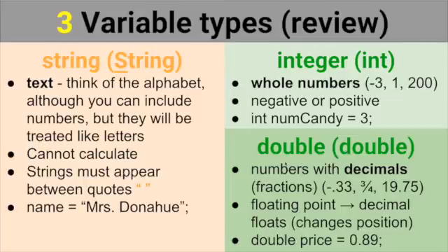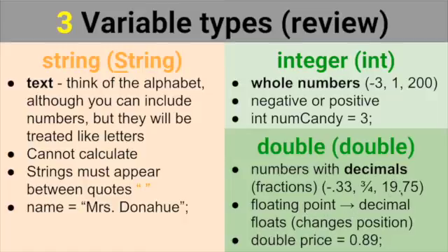A double is a number with decimals or fractions. So you can see we have negative 0.33, we have 3/4 here, or 19.75. If you're dealing with any of these types of numbers, you would put it as a double. Doubles can also be positive or negative. They call these floating point, and that's just because the decimal point floats.